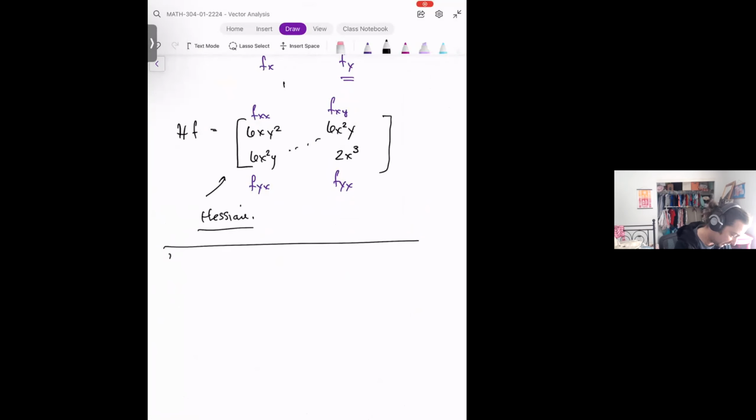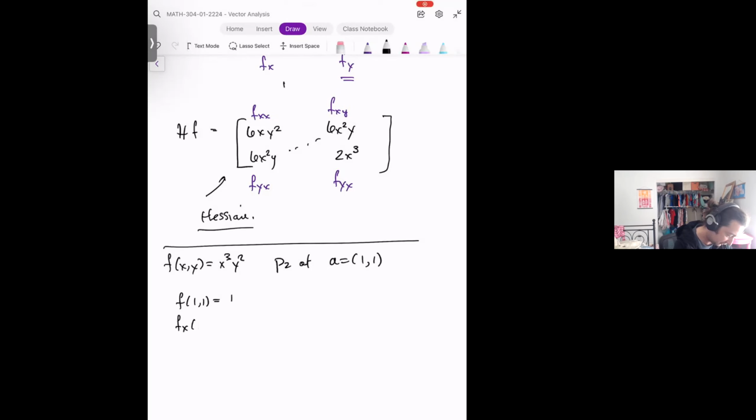Okay, so if we have f of x, y equals x to the third y squared, and I want to write down P2 at the point a equals (1, 1), then I'm going to need a whole lot of derivatives to be evaluated. So here's what I'm going to evaluate. I need f of (1, 1), which is 1.